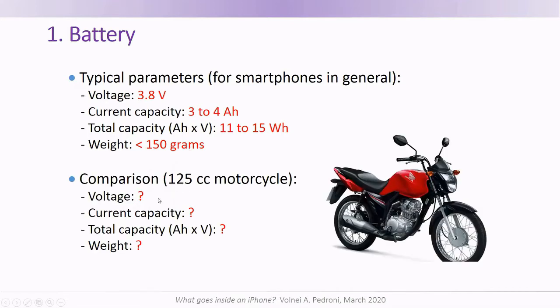Just for fun, another set of questions to compare the smartphone battery to the battery of this motorcycle. Let's see if the smartphone battery can run this motorcycle. Voltage 12 volts, current capacity 4 to 5 ampere hour, total capacity multiplying the 2, 48 to 60 watt hour, weight around 2 kilograms. So no, this battery cannot run the motorcycle yet, but it's already 1/4 of it. And the weight is much smaller than 1/4 of the weight of the motorcycle's battery.